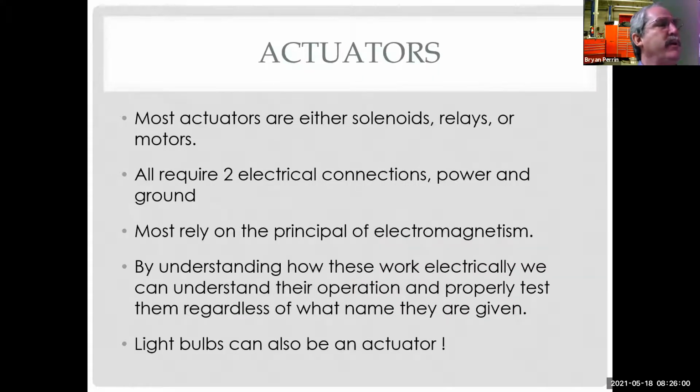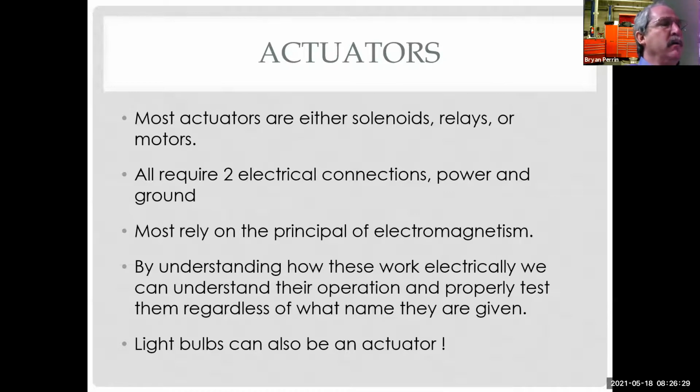Most actuators are either solenoids, relays, or motors. Those are the most common actuators we have. We could argue that the light bulb is also an actuator for the check engine light because the computer turns it on. It's turning something on. We could argue back and forth whether it's truly an actuator or not, but it gives you an idea. All require two electrical connections, power and ground.